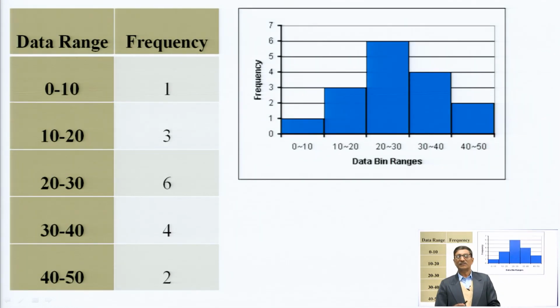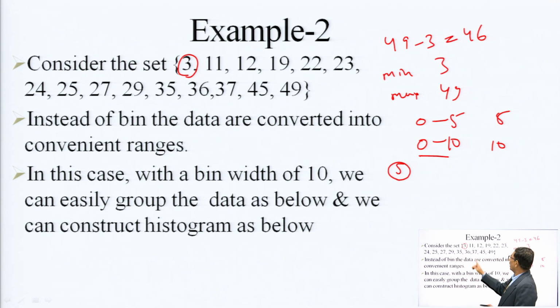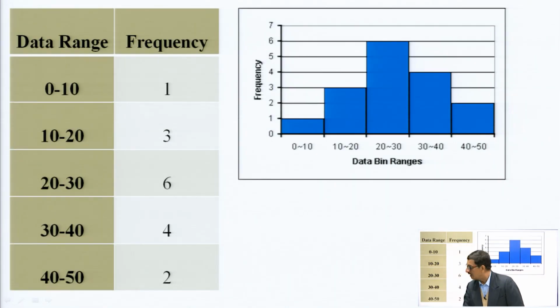So, for this we prepare a class interval 0 to 10, and we find the number of observations that lie between 0 to 10, which is only 1. So, for 0 to 10 the frequency is 1, and when we note 0 to 10, the 10 is not included in this group, this class interval.